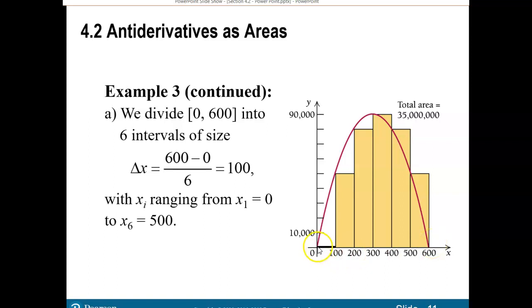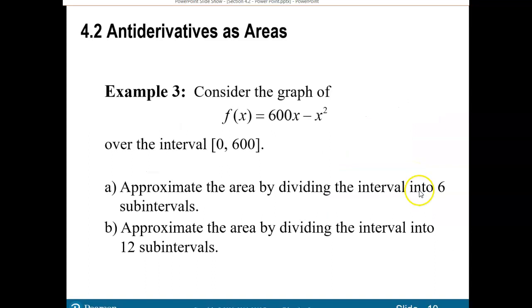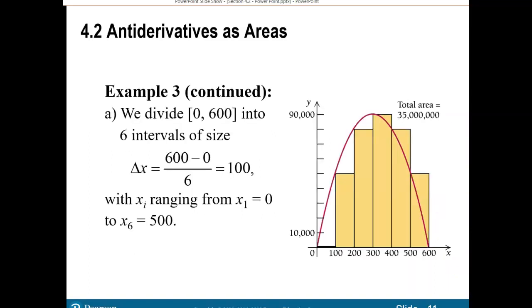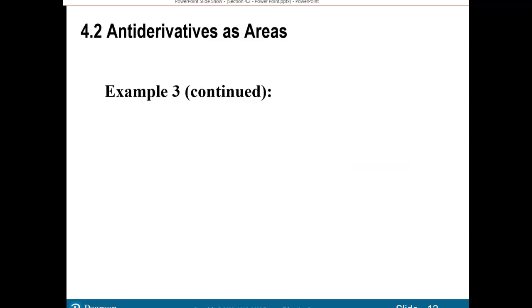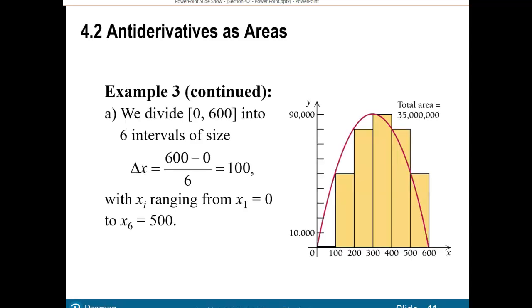So they've shown at 0, we're down here, we don't even have a rectangle. At 100, the height is right here. At 200, the height is here. At 300, the height is over here. At 400, we're here, and at 500, we're here. Oops, sorry. Let's go back. Okay, there we are. Okay, so that would be what the picture would look like.